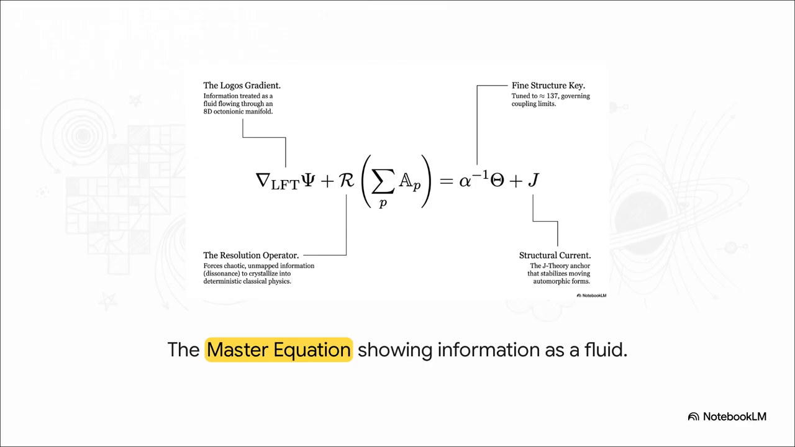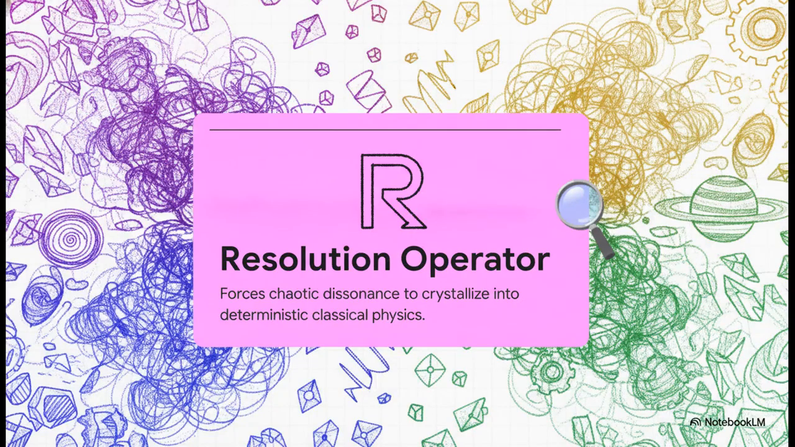On the other side, we have the fine structure key, tuned to approximately 13.7, acting alongside the structural current that stabilizes the whole system. But honestly, the real magic happens right in the middle term. That middle term features what's known as the resolution operator, denoted by a stylized R. This operator is basically the ultimate universal filter across the adele ring. It takes raw, chaotic, quantum-like informational noise, what the framework actually calls dissonance, and it forces it to resolve or crystallize into the stable, deterministic physical laws that we can actually measure and observe every day.